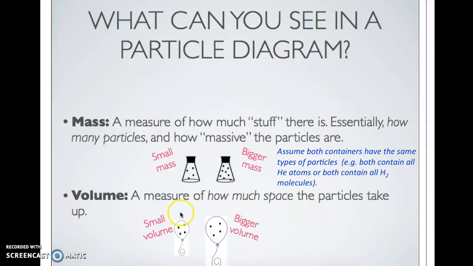The second characteristic we're going to look at is volume. Volume is just a measure of how much space a particle takes up. Now recall with a gas, the volume of a gas is the same as the volume of the container because gases don't have a fixed volume. So if you take a sample of gas from a 10 milliliter container and put it into a 20 milliliter container, the gas will now be 20 milliliters.